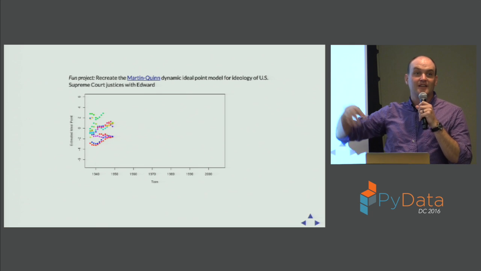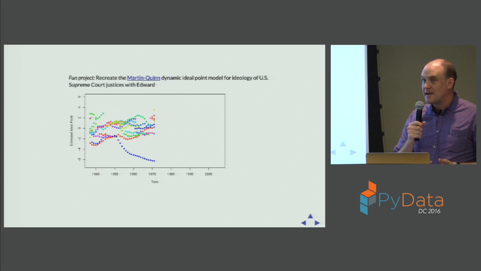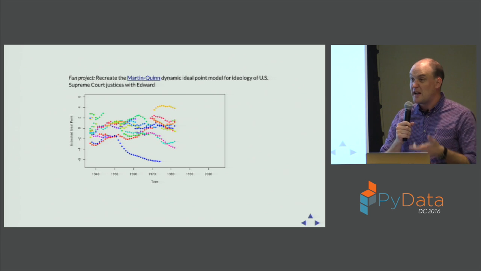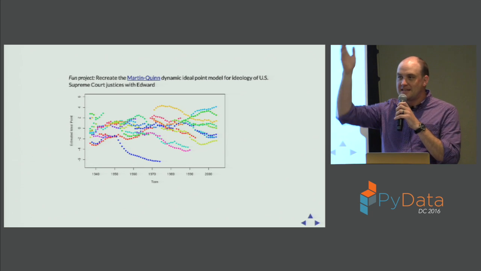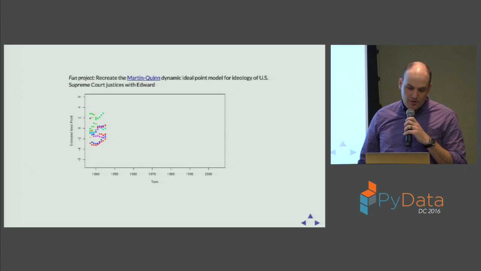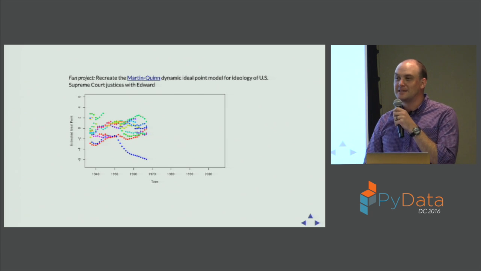A fun project here, and like I said, I'm super interested in this sort of thing, would be to recreate this dynamic ideal point model of the US Supreme Court in Edward. I think we're like 70% of the way there with this code. Right? You just need to add a time series for some of these things. I think that would be a neat thing that I may do eventually, but would also be happy to read someone else having done.